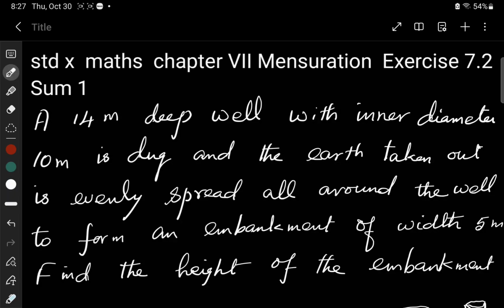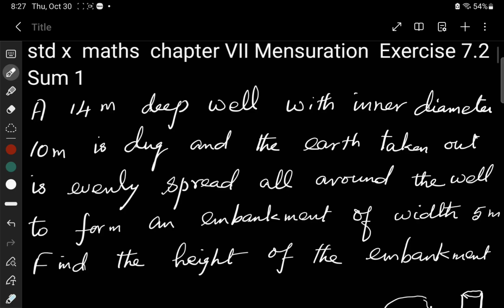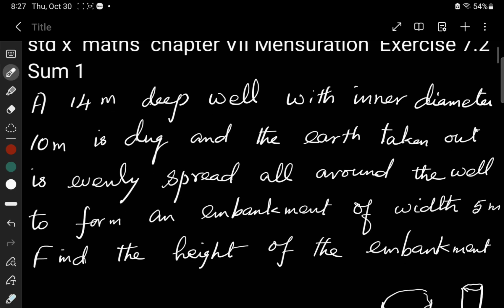Standard 10th Maths, Chapter 7 Mensuration, Exercise 7.2. For sum, a 14-meter deep well with inner diameter 10 meter is dug and the earth taken out is evenly spread all around the well to form an embankment of width 5 meter. Find the height of the embankment.